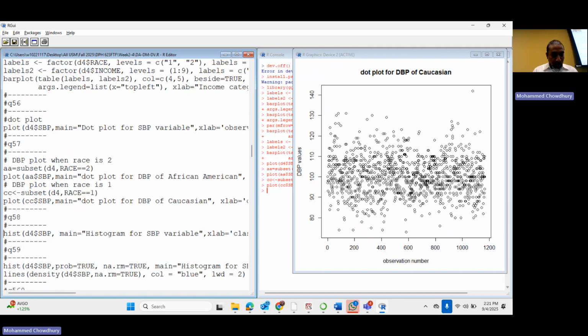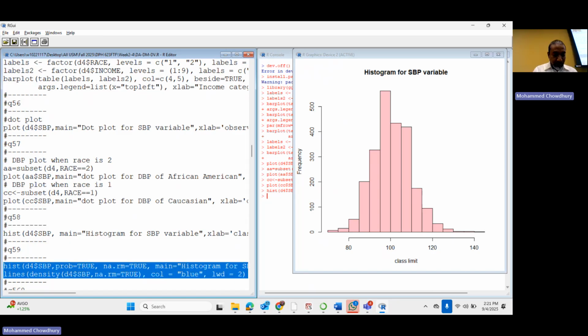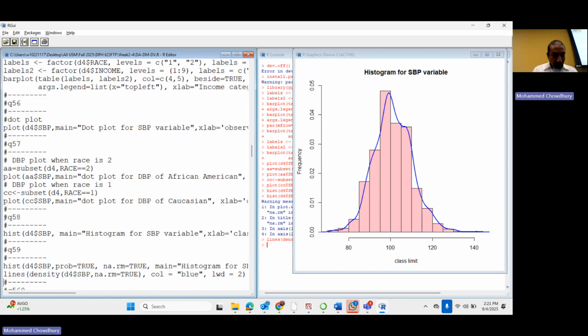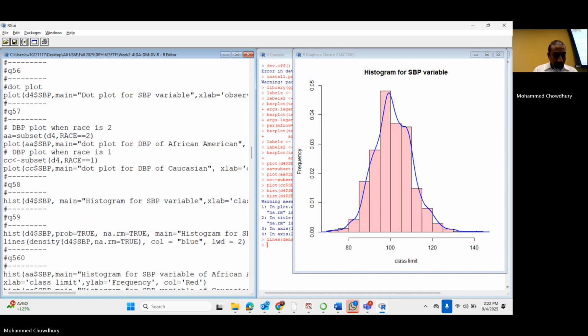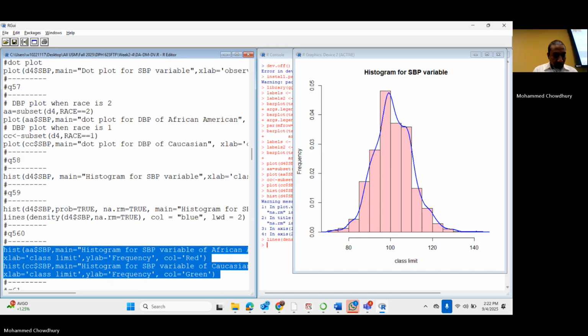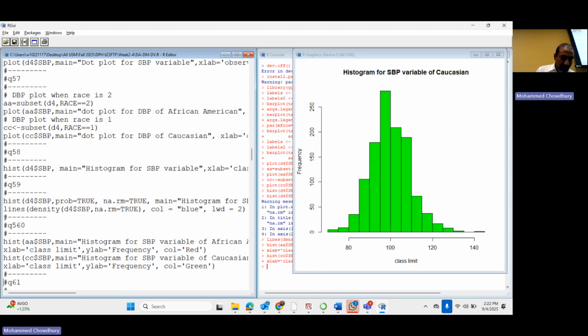Now I want to do the histogram for the SBP variable. I want to do one histogram for the African American, and then another histogram for the Caucasians.